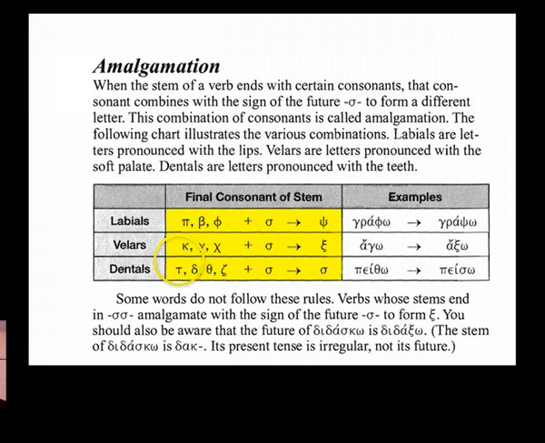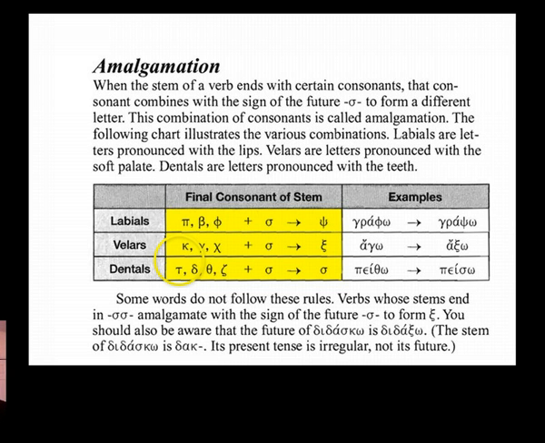As the textbook notes under the chart, some words don't follow the rules. That's to be expected. We're dealing with language. And they note specifically that verbs whose stems end in a double sigma amalgamate with the sigma sign of the future to form xi. And one other irregularity is pointed out because this shows up in the New Testament, that the future form of didasco is didaxo. The stem of didasco is didac. So you wouldn't know that by looking at the present tense form.